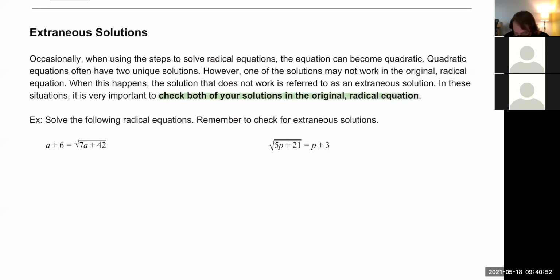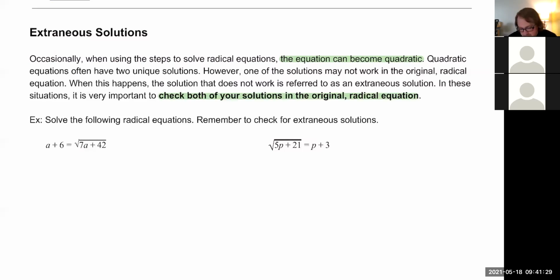Check both your solutions in the original radical equation. And I'm also going to highlight that it says that the equation can become quadratic. So I'm kind of giving you a shortcut here. Used to be, I'd have students check all of their answers with radical equations. But linear equations usually work out very kindly. It's the quadratics you have to watch out for. So you only have to check for extraneous solutions if, in your process of solving it, the equation turns quadratic.